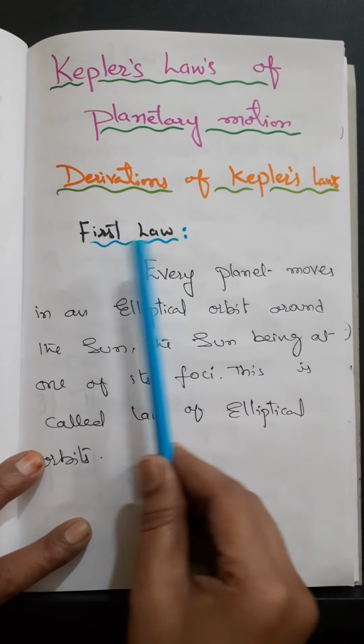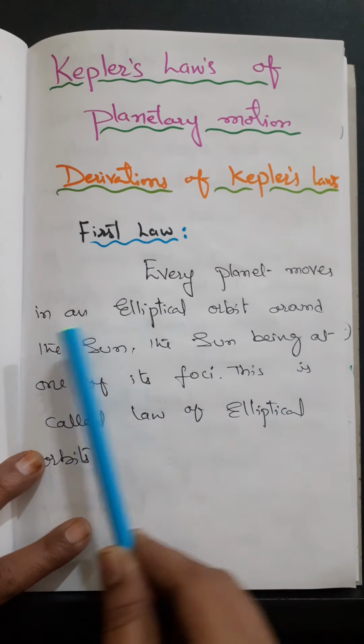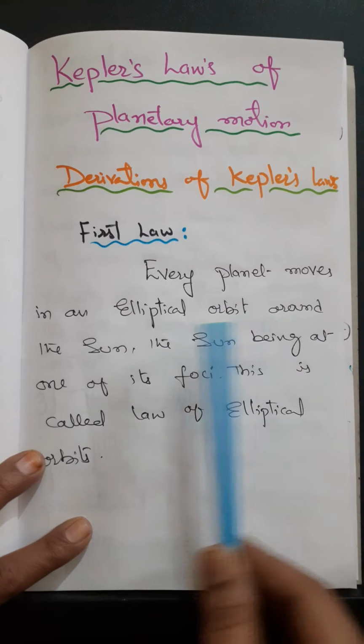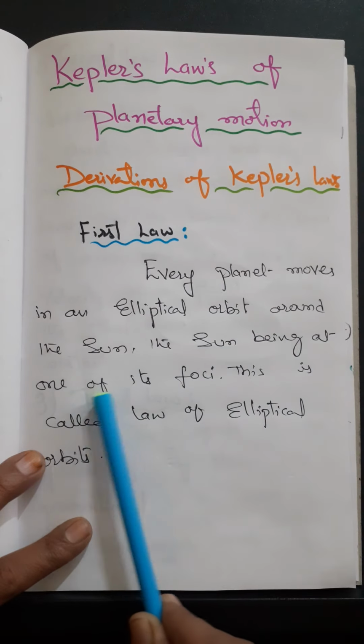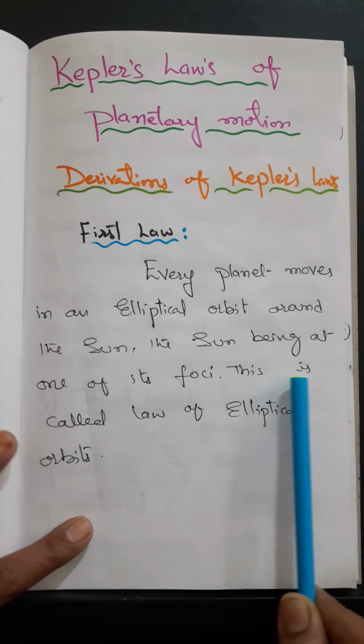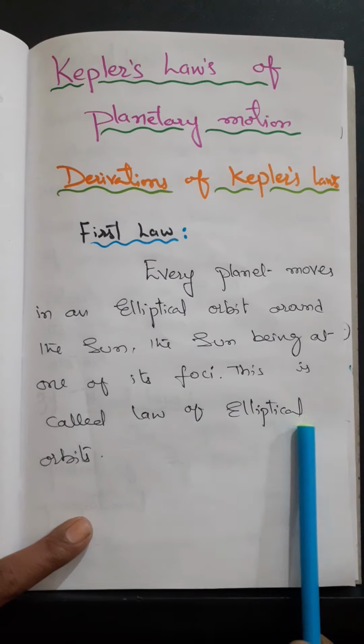Today I am going to explain what Kepler's laws of planetary motion are and the derivation of Kepler's laws. The first law: every planet moves in an elliptical orbit around the sun, with the sun at one of its foci. This is called the law of elliptical orbits.